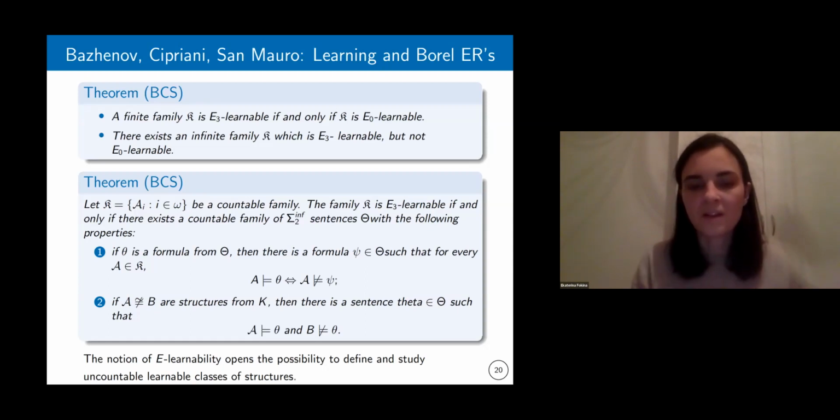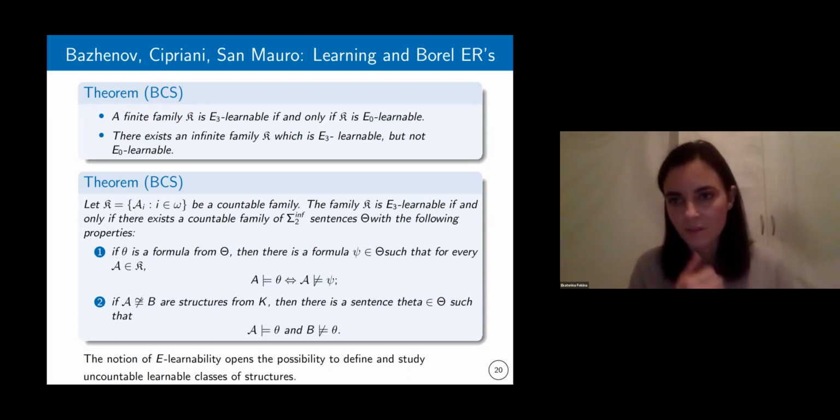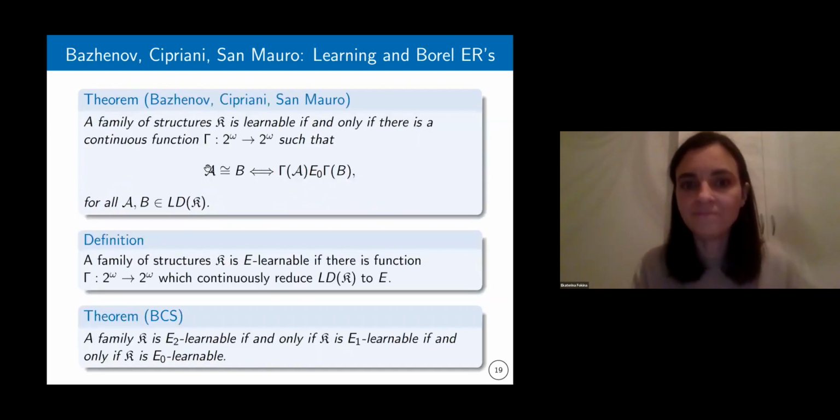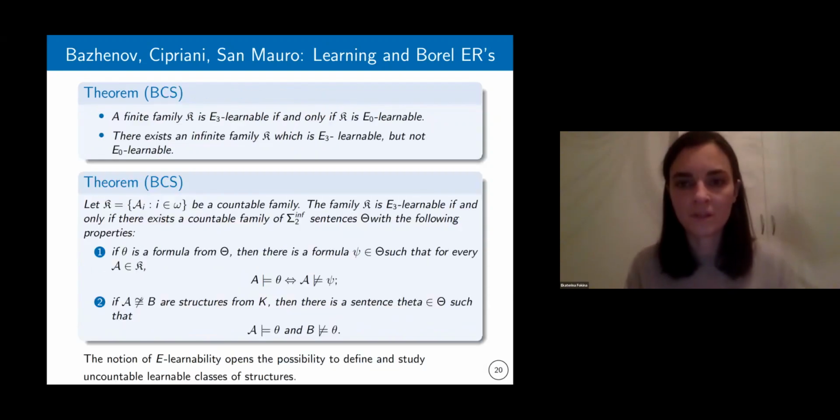So now one could also do this for possibly classes with uncountably many isomorphism types in them. You just use this general equivalence here as the definition of learnability.